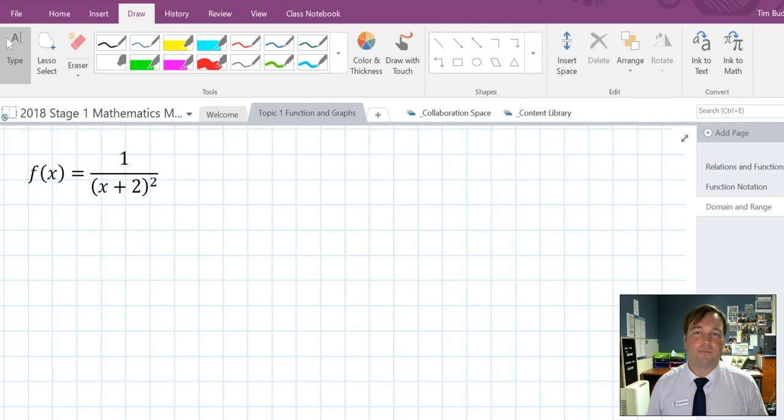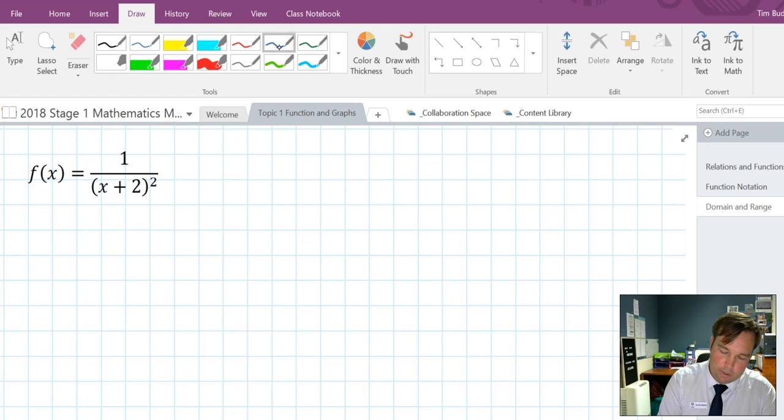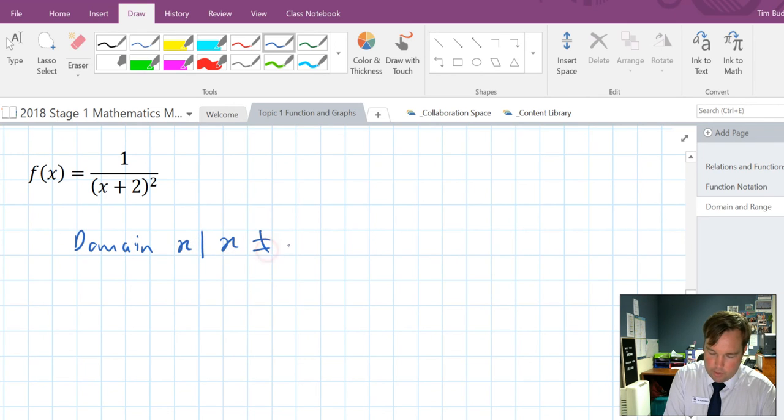Alright, a harder one. Consider what values of x we can put in the bottom. We can put any number in there, but we can't divide by 0. So the domain here is x such that x is not equal to -2. Because if we put -2 in the bottom, it would be equal to 0. And we can't divide by 0.